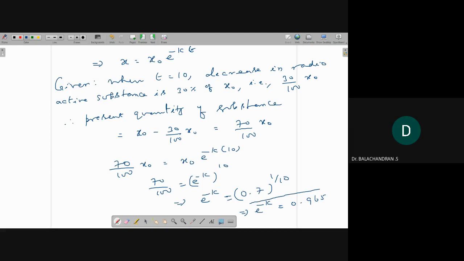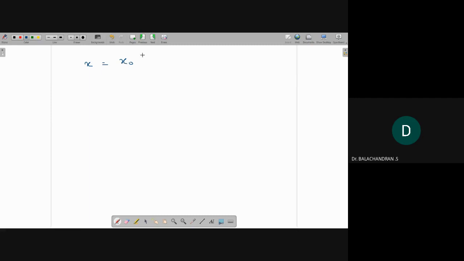Now once you got the e power minus k value, I am going to substitute it here. x is equal to x naught into e power minus k, which is 0.965, whole power t. So x is equal to x naught into 0.965 whole power t. Okay, now we need to find the value of t.